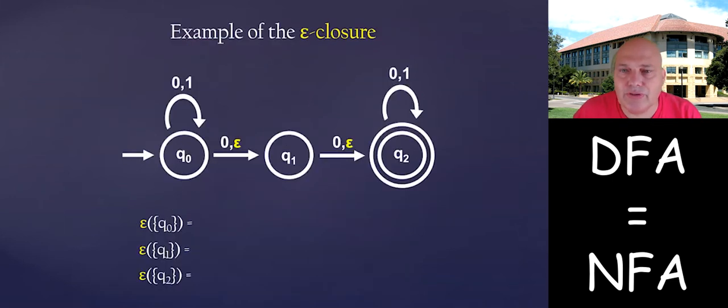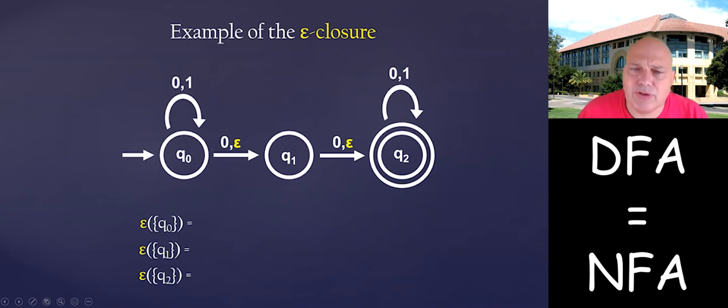So before we look at applying the construction, let's start by exercising the epsilon closure. So look at this NFA, and we'll look at the epsilon closure of each one of the states, Q0, Q1, and Q2. And the epsilon closure is defined for subsets, not only for individual states, but it will be the union of these. So if we want the epsilon closure of the set containing Q0 and Q1, it will be the union of the epsilon closure of Q0 and the epsilon closure of Q1.